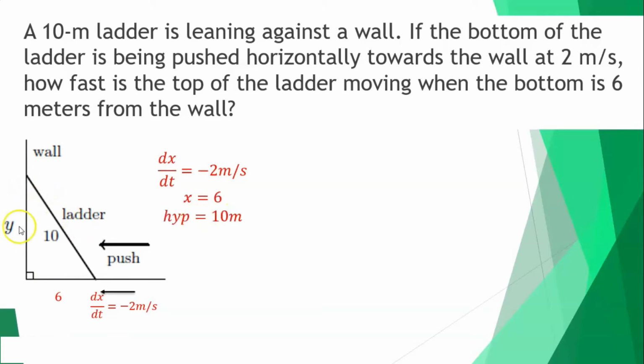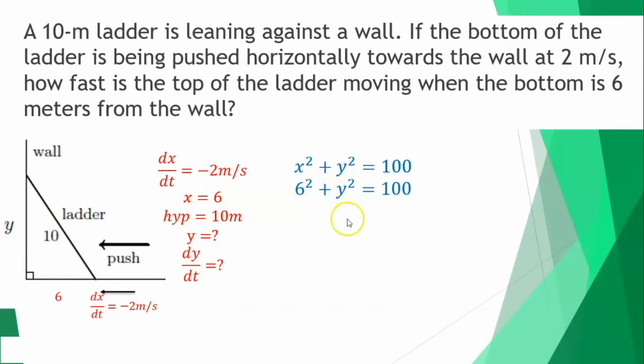Okay, so these are the given. So eventually, you are forming a right triangle here. So 10 here is the hypotenuse. The base is 6. Y, or the height here, is unknown, and another unknown here is dy dt, the change in height of the top of the ladder. Now, making use of the right triangle equation, which is the Pythagorean theorem, x squared plus y squared equals 100. So, substitute x as 6, so y squared is 100 minus 36 or 64. Get its root, the value for y is 8.